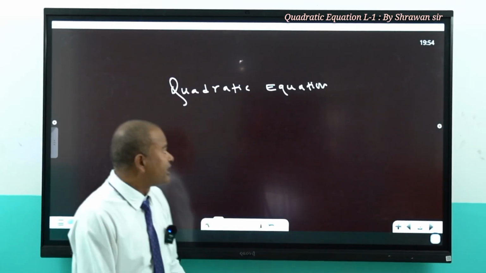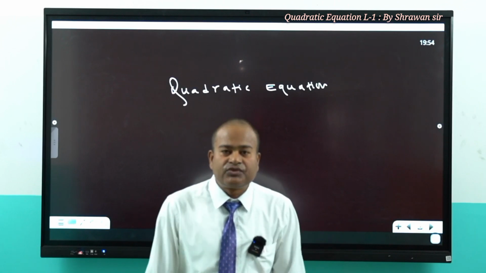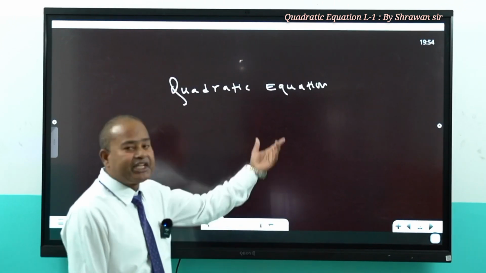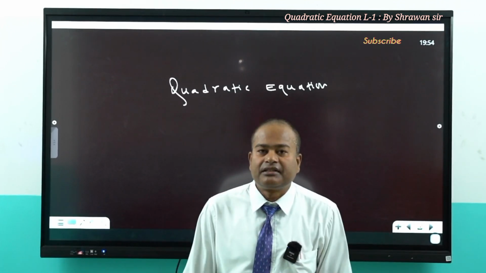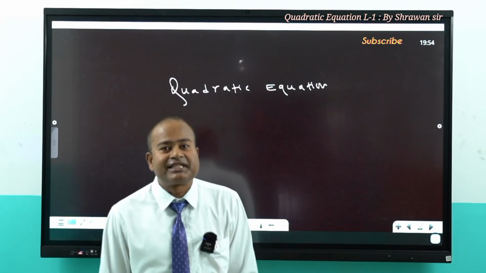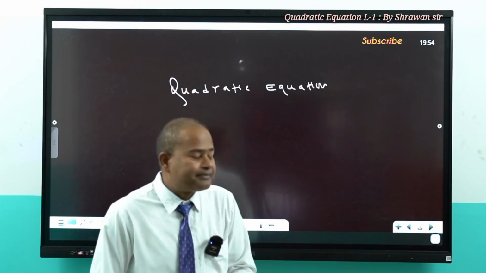Hello dear students, let's take one example of equation. What is called equation? We know that equality of any two statements is called an equation. So let's take one example. Suppose you have got two friends. The names of the two friends, let's suppose, are Ram and Sam. So let us say Ram has got 10 rupees more than Sam.